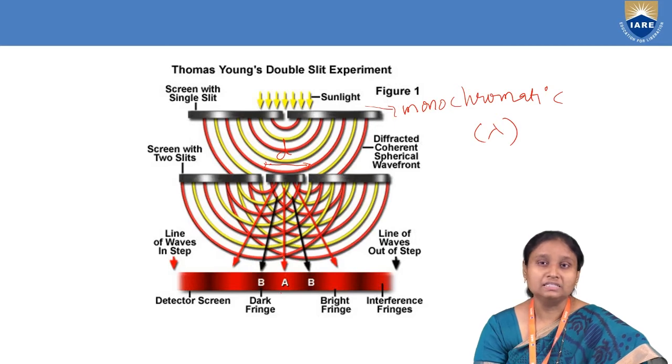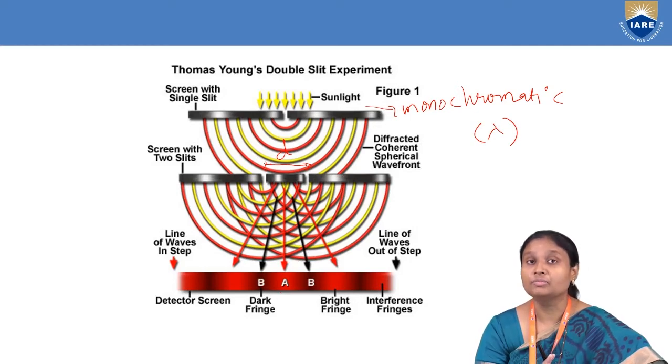Why did Young use two slits? Because, as I told you in my previous session, if you consider waves coming from two different sources, they can never be in phase with each other.